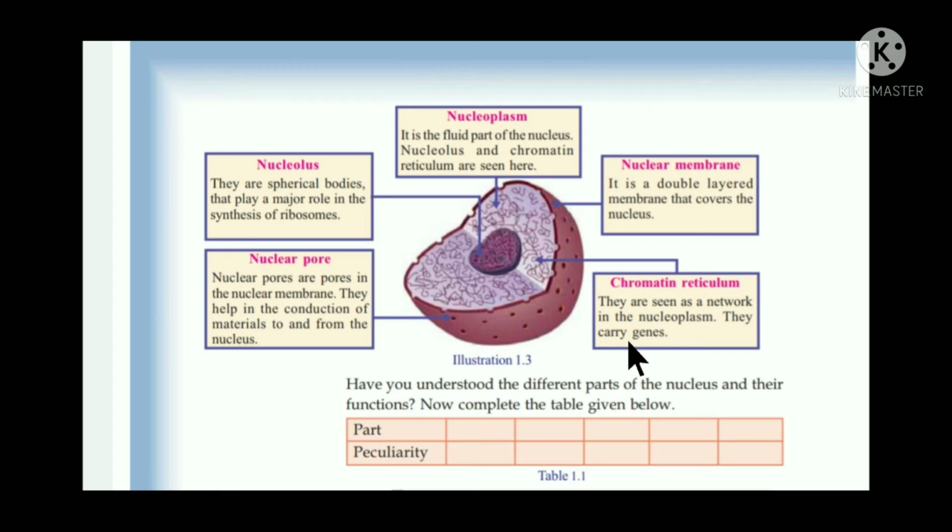What is it? Have you understood the different parts of the nucleus and their functions? Now complete the table given below. So here this is a table showing parts. How many parts are there? 1, 2, 3, 4 and 5 parts.